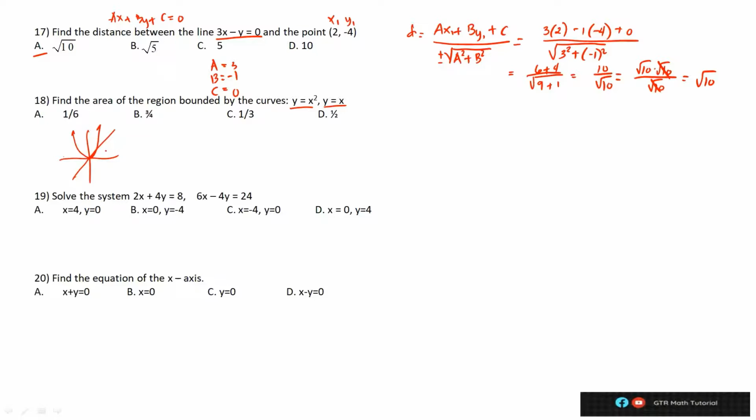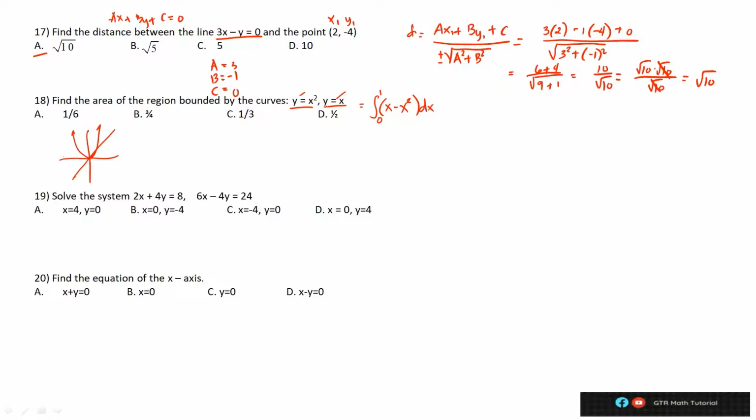So kung mapapansin nyo, yung upper curve natin ay yung y equals x. So ito yung upper curve natin. Ito naman yung lower curve. So ang formula ng area niyan ay integral ng upper curve, yung y equals x, then yung parabola nasa ilalim. So upper curve minus lower curve. So we have x minus x squared dx from 0 to 1, dahil ang points of intersection ng dalawa ay 0 tsaka 1.